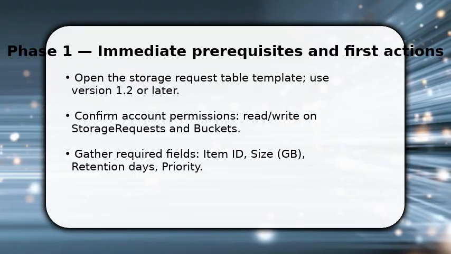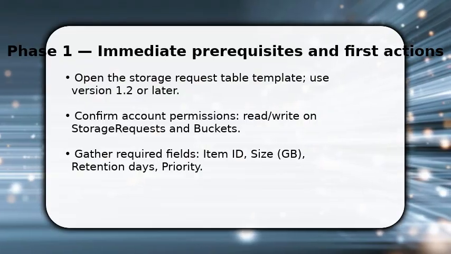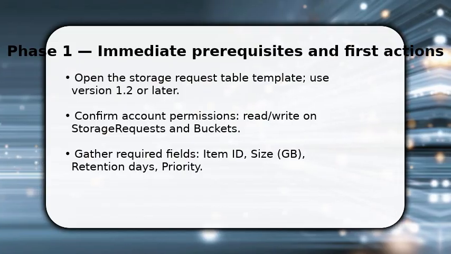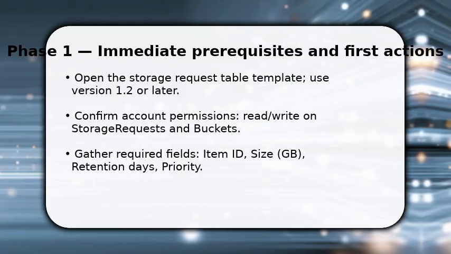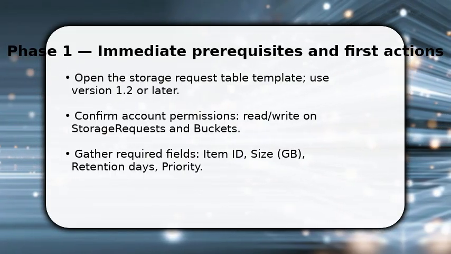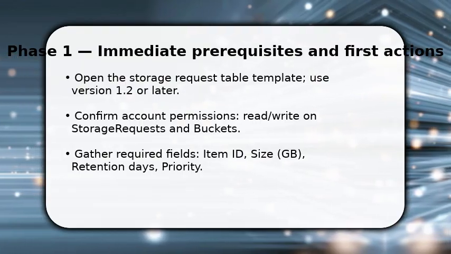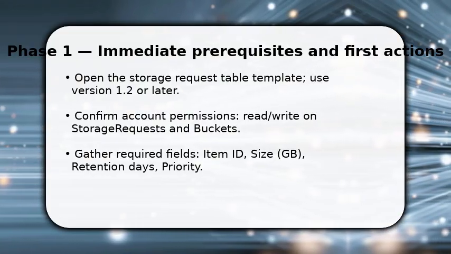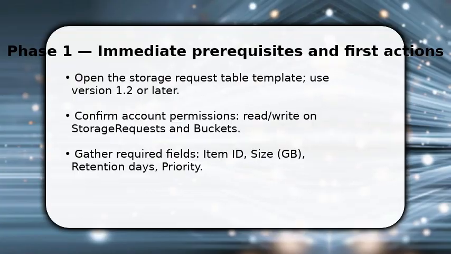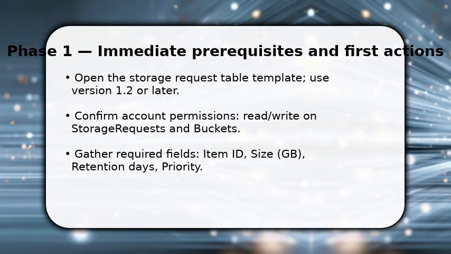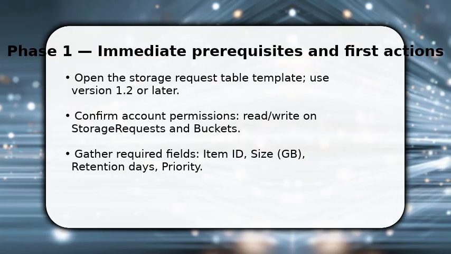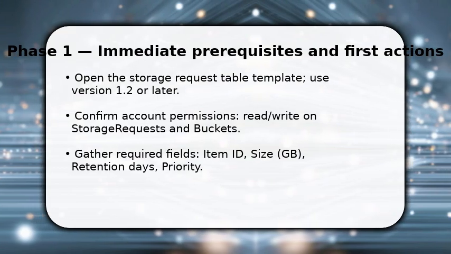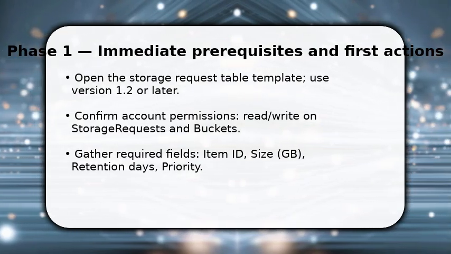You start by opening the storage request table template and confirming you have read/write permissions. This avoids save errors. Next, inspect the header row to match field names exactly: item ID, size in GB, retention days, and priority. Once done, create a new row and enter item ID and size first, because downstream rules validate those before others. Make sure to set priority now. It controls workflow routing. This gets the process moving without later renaming or permission delays.